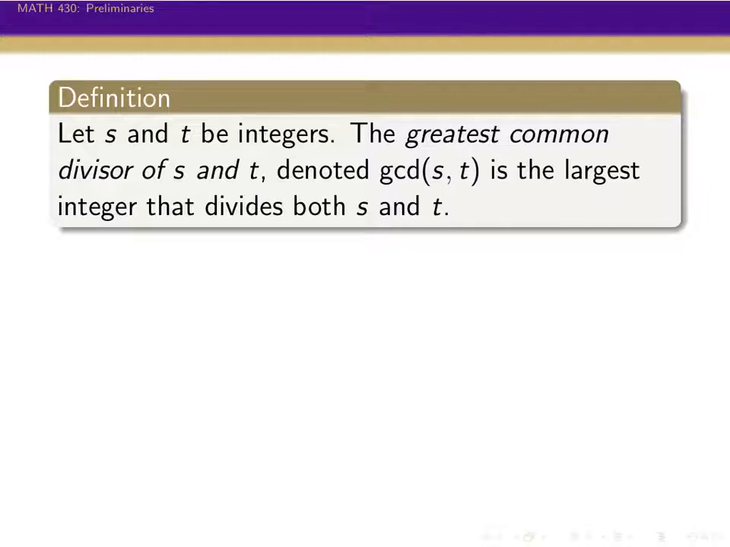Okay, given two integers, often we're going to talk about the greatest common divisor of the two of them, and we'll denote that as the GCD of s and t. It is the largest integer that divides both s and t. So if we wanted the GCD of, say, 12 and 18, that's going to be 6.